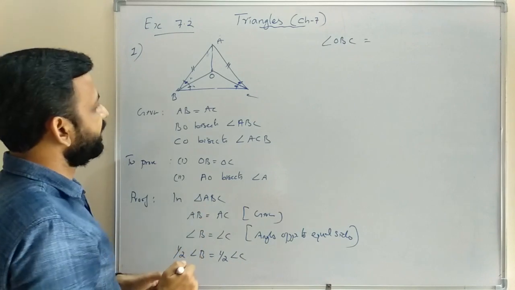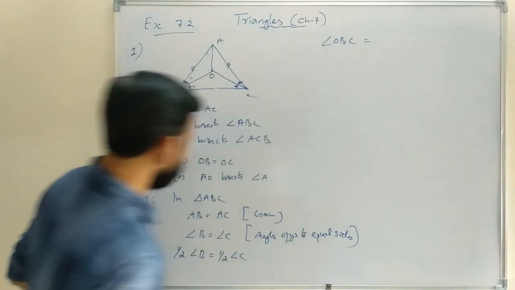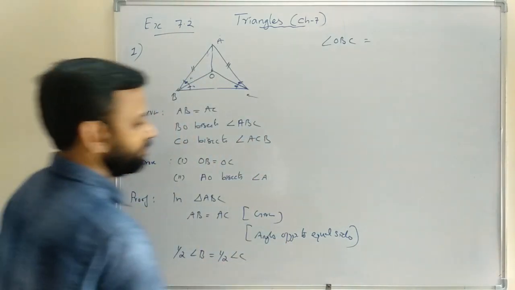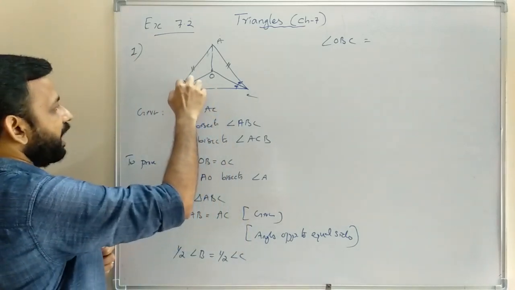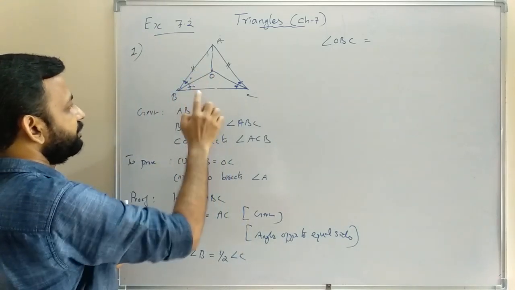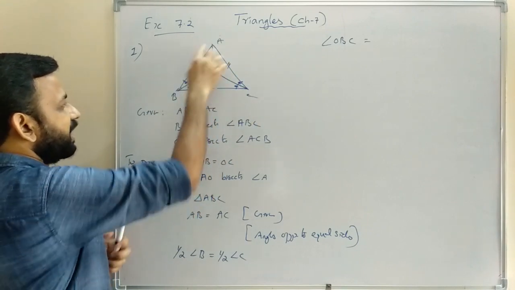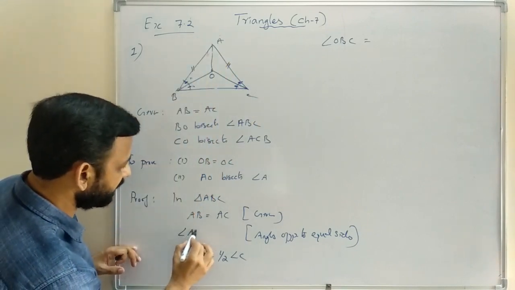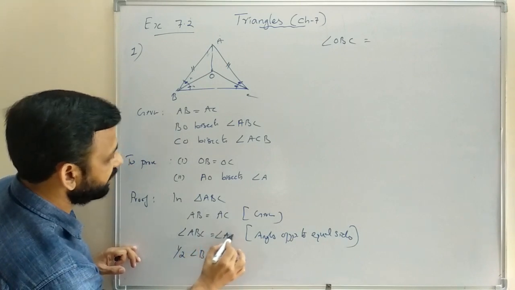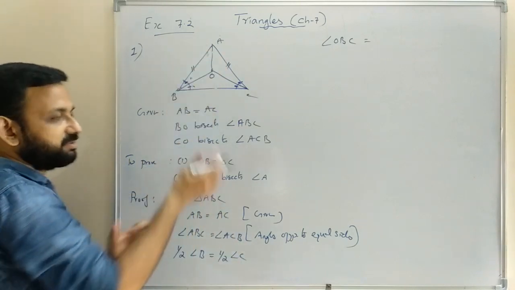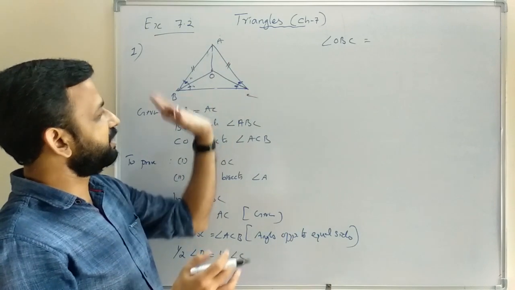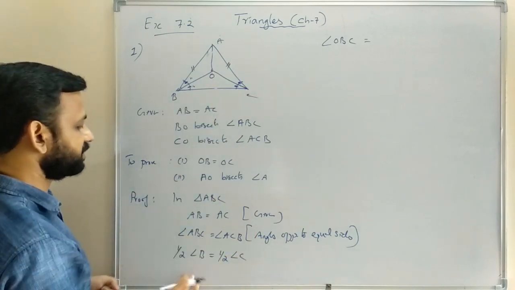Here I think we can use three letters, because we have two angles. So AB equals AC, therefore the base angles are equal: angle ABC equals angle ACB. Angle ABC is actually angle B and angle ACB is angle C, the same, but we will use three letters.